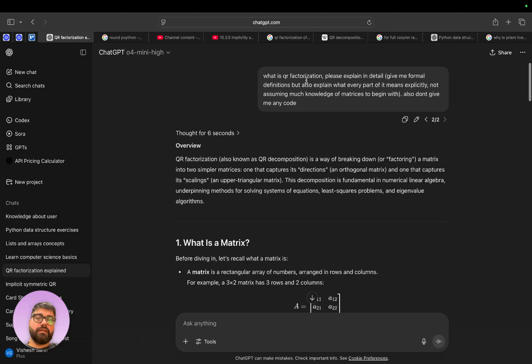But a neat little prompt trick is here: please explain in detail. And then in parentheses, I wrote, give me formal definitions, but also explain what every part of it means explicitly, not assuming much knowledge of matrices to begin with. Also, don't give me any code. The don't give me any code, we've already established why, because we're trying to actually code this up. So I just want to understand this.